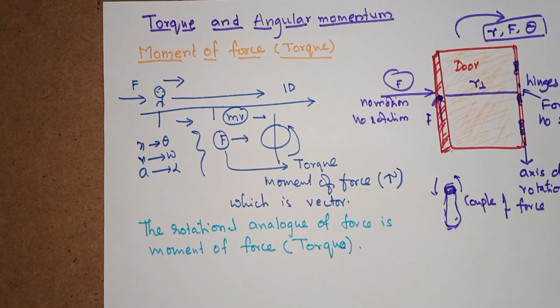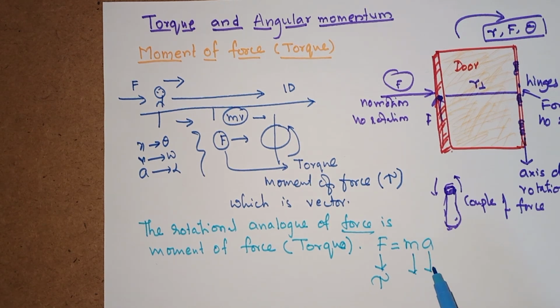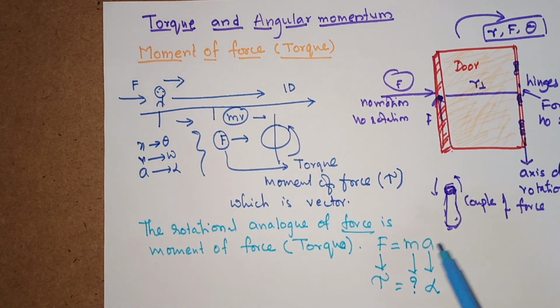So the rotational analogy of force is the moment of force. In linear motion, F is equal to ma. Now F can be written as torque. What are m and acceleration here? We know from the last class that acceleration can be replaced by alpha. Now what is this m? In the next classes we will come to know what exactly m is replaced by in rotational motion.